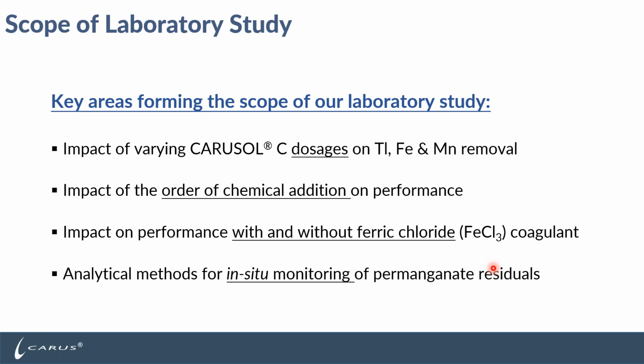So with these operational goals in mind, our lab studies were focused on four main areas: the impact of varying permanganate doses on thallium, iron, and manganese removal, the impact of the order of chemical addition on metals removal performance, the impact on performance with and without ferric chloride coagulant, and, as I said, also analytical methods for in situ monitoring of permanganate residuals.